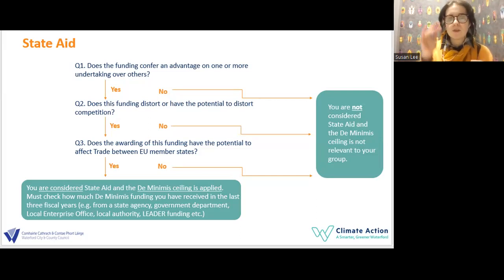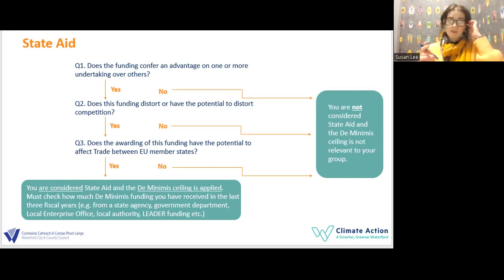And if you answer 1, 2, 3 and you're yes, yes, yes, then you have to consider what other funding you have received over the last 3 fiscal years. Now, if you've received public money, typically it's in the letter of offer. It'll say this is de minimis funding. But not all public funding is de minimis, so check. Things like LEADER can be, sometimes SEI grants can be, so check those.